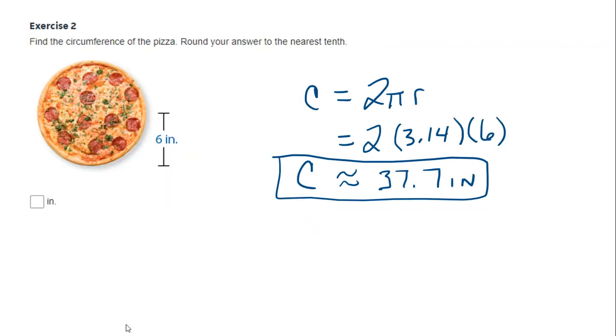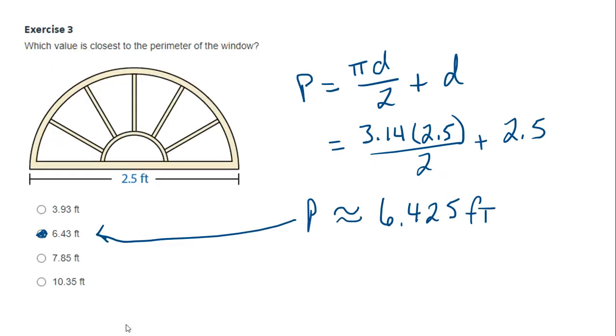Problem 2, find the circumference. And you see the work I did there with the formula. Circumference equals 2 times pi times radius. And I also rounded my answer to the nearest tenth.